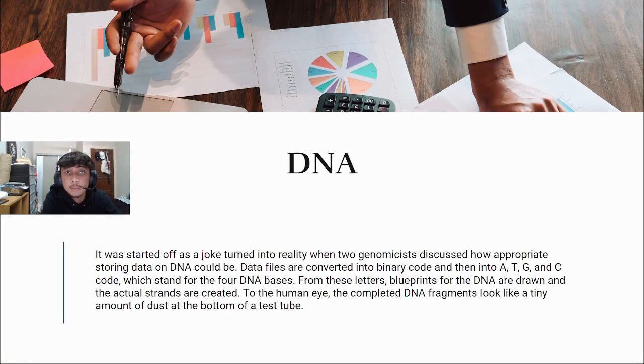My name is Muhammad bin GHAFFA and I would like to talk about DNA. It started off as a joke that turned into reality when 2 genomicists discussed how appropriate storing data on DNA could be. Data files are converted into binary code and then into A, T, G and C code, which stand for the 4 DNA bases. From these letters, blueprints for the DNA are drawn and the actual strands are created. To the human eye, the completed DNA fragments look like a tiny amount of dust at the bottom of a test tube.